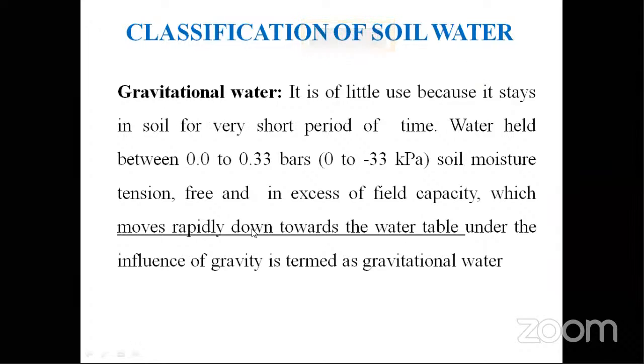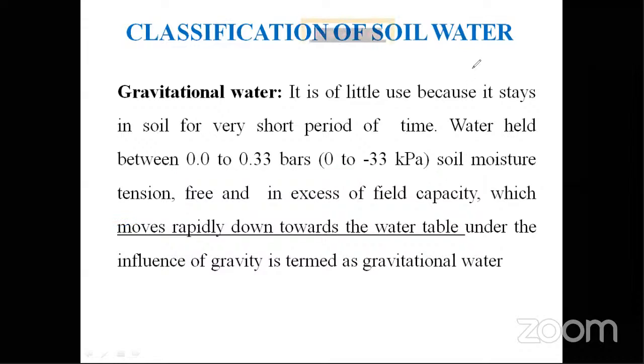Next, moisture present in the soil is known as soil water. And three types of soil water are present. First one is gravitational water. It is called so because it stays in the soil for a very short period of time. Water present between 0 to 0.33 bars is known as gravitational water. It always moves rapidly down towards the water table under the influence of gravitational force, that's why it is known as gravitational water. And it is of no use to plant growth.